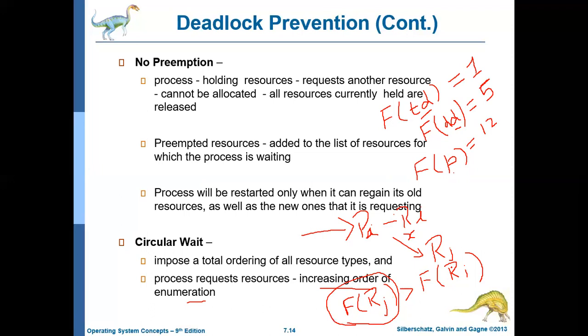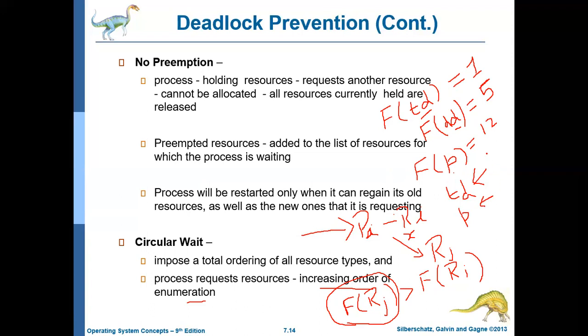So in this case, assume that pi is requesting a tape drive and a printer. Then first it should request the tape drive, and then it should request the printer. Only if it follows this order will it be allocated. If it follows the reverse order, then it won't be allocated.